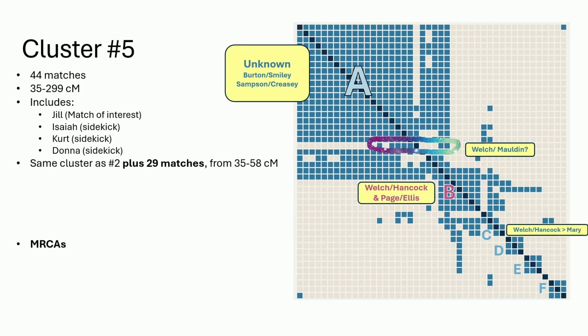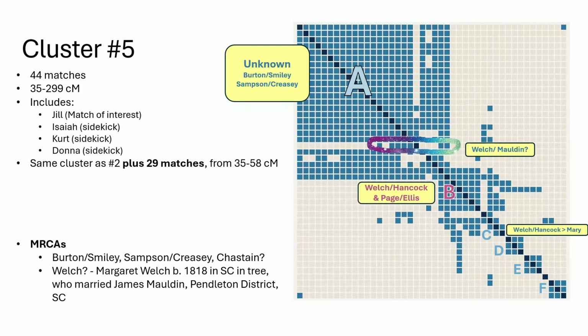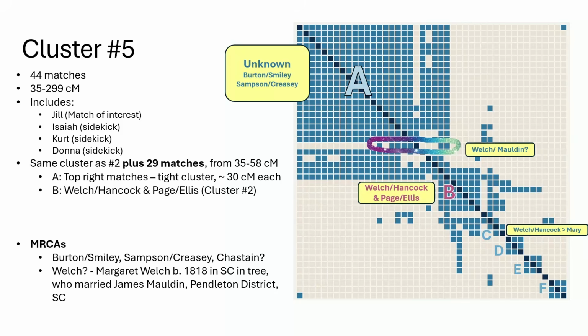And then down here, cluster C had two more descendants of David Welch and Minerva Hancock, so they were just sharing less DNA. There were a lot of different most recent common ancestral couples: the Burton Smiley, Sampson Creasy, the Chastain surname. There was also that Welch surname that came out in that one match that I circled. But all of these different clusters within the cluster had kind of different ancestral couples, and so it was interesting to see that.